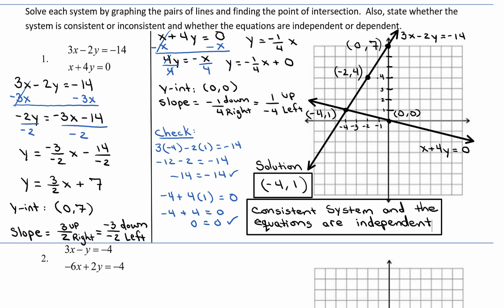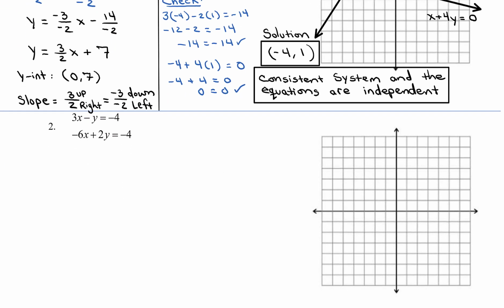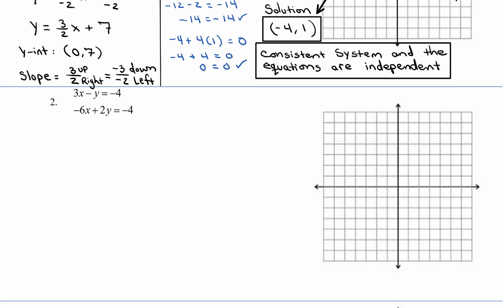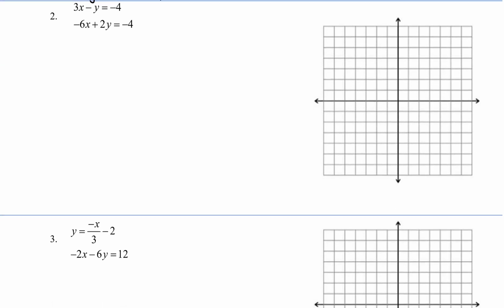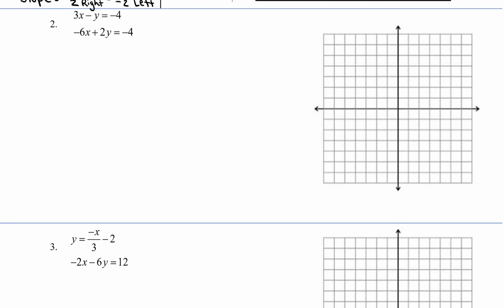So our number 2 problem, our system is going to be 3x minus y equals -4 and -6x plus 3y equals -4. Once again, I'm going to rewrite these in slope-intercept form, because right away you'll be able to tell whether the lines have the same slope. They might have the same slope and the same y-intercept, which in that case it might mean that they're the same line. It's quick to identify what type of system we're going to have.